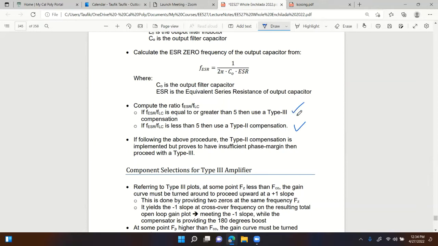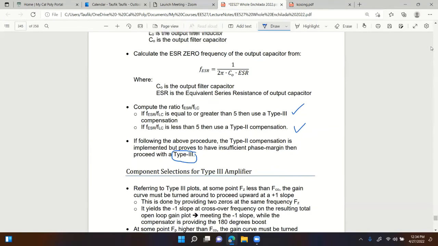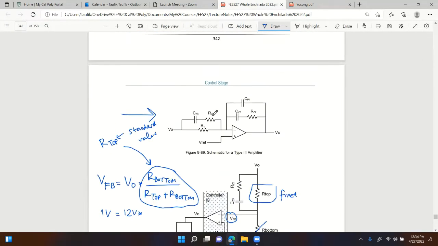And even after you've done this, and then you build the prototype, and it seems like type 2 is not sufficient, doesn't give you sufficient phase margin, then you can always go ahead and add the additional branch to include in type 3. Remember, for type 3, all you need is to add this branch. So you can start from type 2. That's type 2, so ignore this. If you find out that that's not enough, that doesn't give you enough phase margin, then you add this, right?